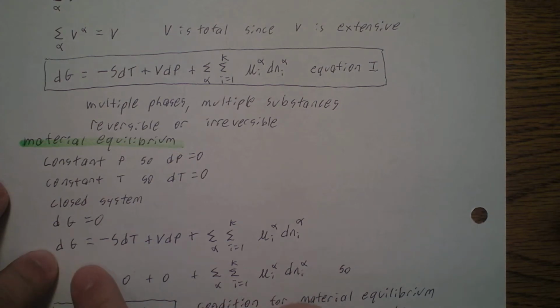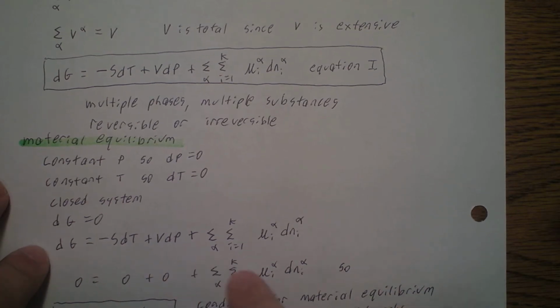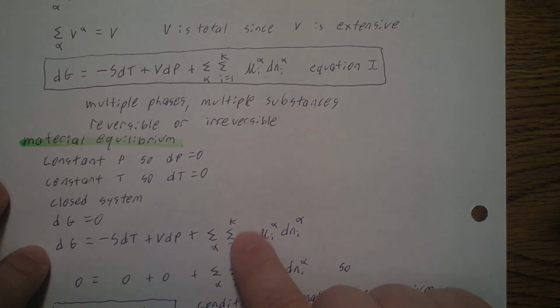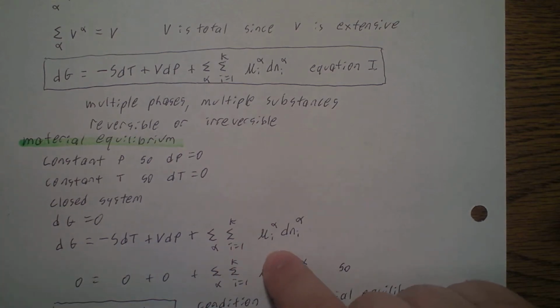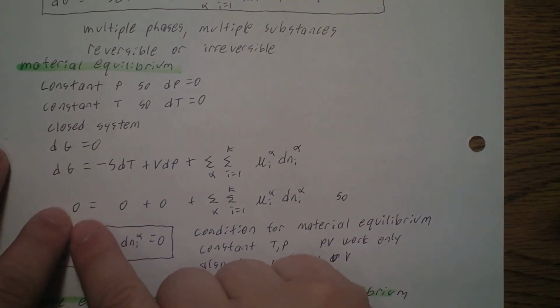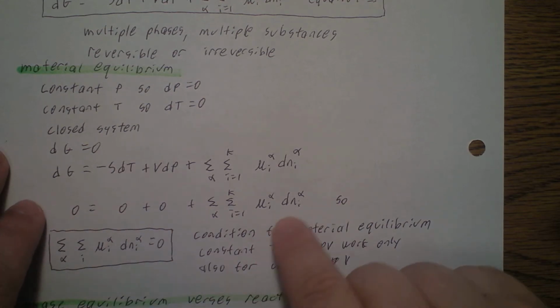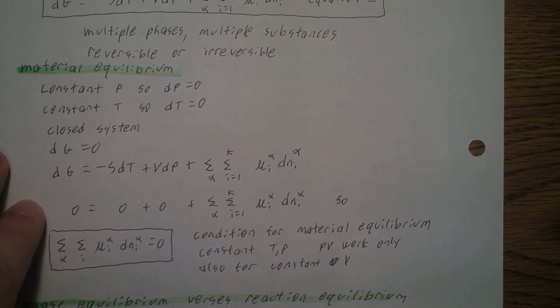So let's say the differential of Gibbs free energy is equal to minus the entropy times the differential of temperature, plus volume times the differential of pressure, plus the sum over all the phases alpha and the sum over all the substances, K substances, of the chemical potential of substance i in phase alpha times the differential of the number of moles of substance i in phase alpha. So we're going to get, again, this is for material equilibrium, 0 is equal to 0 plus all this. So that means this is equal to 0.